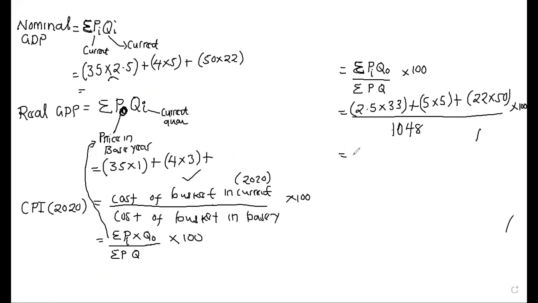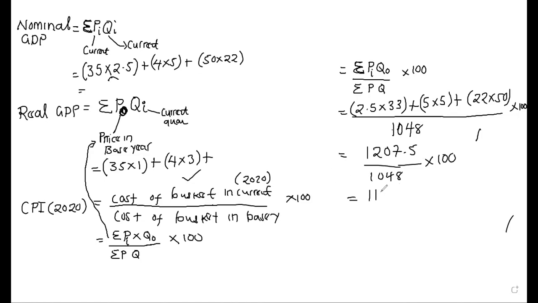I said everything you multiply by 100. So the top part will give me 2.5 times 33 plus 5 times 5 plus 22 times 50, which is giving me 1,200. Then divided by the 1,048, then multiplied by 100. So what's the answer we're getting? That divided by 1,048 is 1.1, then times 100, it's giving us 115.